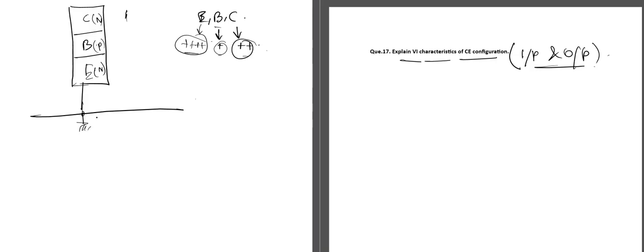And we are applying the input at the base, and across the collector terminal we are taking the output. As we can see, the emitter terminal is common to both the input section as well as the output section. So this mode is known as common emitter configuration. This is just the normal representation. If we draw the circuit diagram, it will be like this.